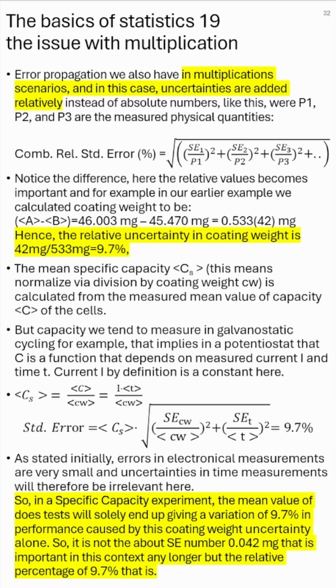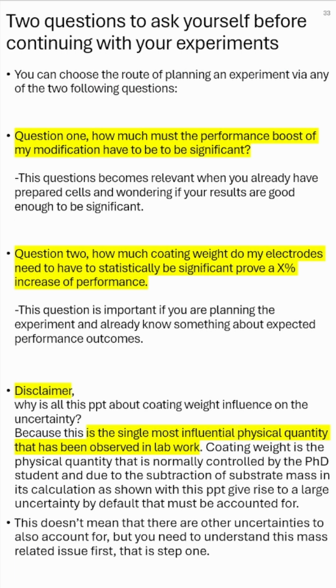So this is important to understand and see the distinctions here, that the errors, or the uncertainties I shall say, tend to strike down on us in different ways, depending on if we are doing calculations based on additions and subtractions, then the errors come in absolute numbers. If we're doing multiplications and divisions in our equations, then the errors strike us down by the relative values. Those become important now. Two questions to ask yourself before continuing with your experiments.